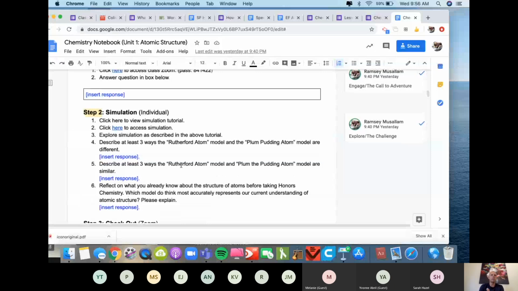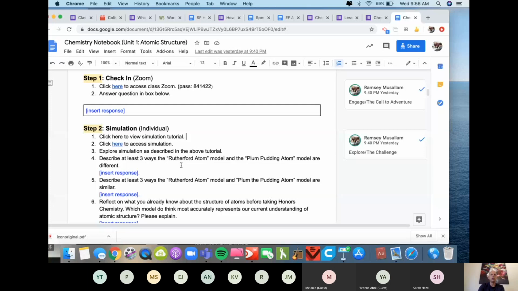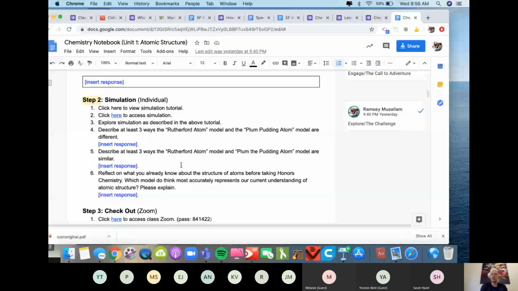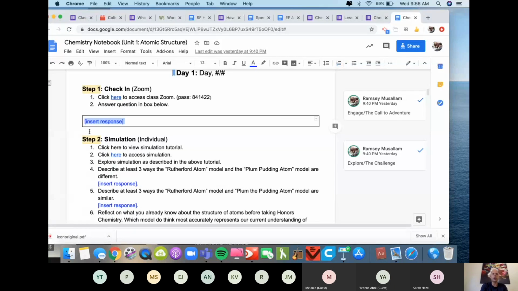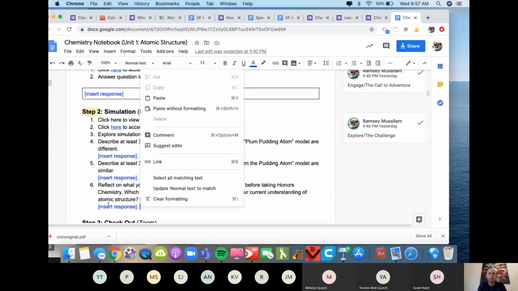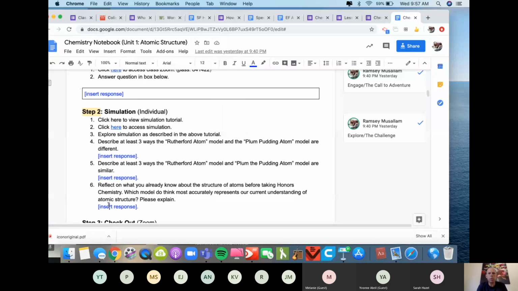3 steps: check-in, simulation, check-out. Check-in, Zoom Curiosity Spark, 10 minutes. They type their questions in here. They leave the Zoom room or stay. Boom, they move right into the simulation. The simulation is going to get them trying to create models about the way the world works. Like, describe at least 3 ways the Rutherford atom model and the plum pudding atom model are similar, right? Getting them to think about this idea of charge as a similar construct.